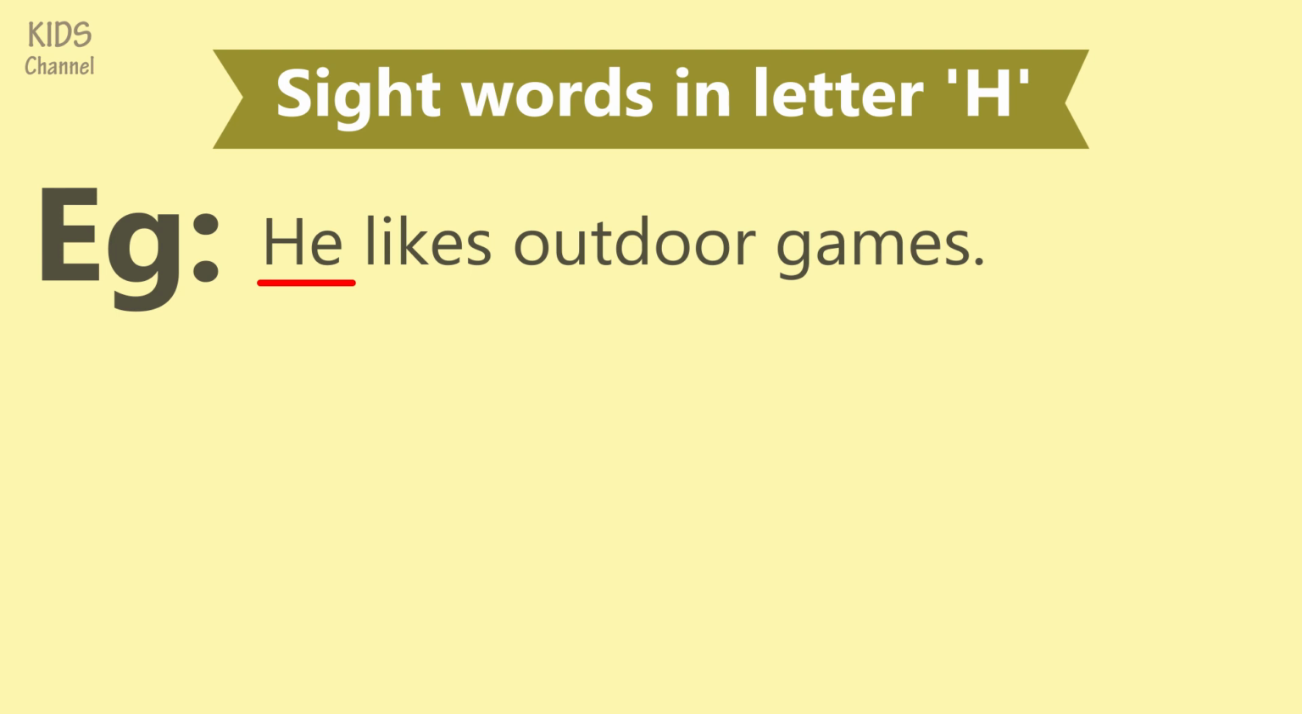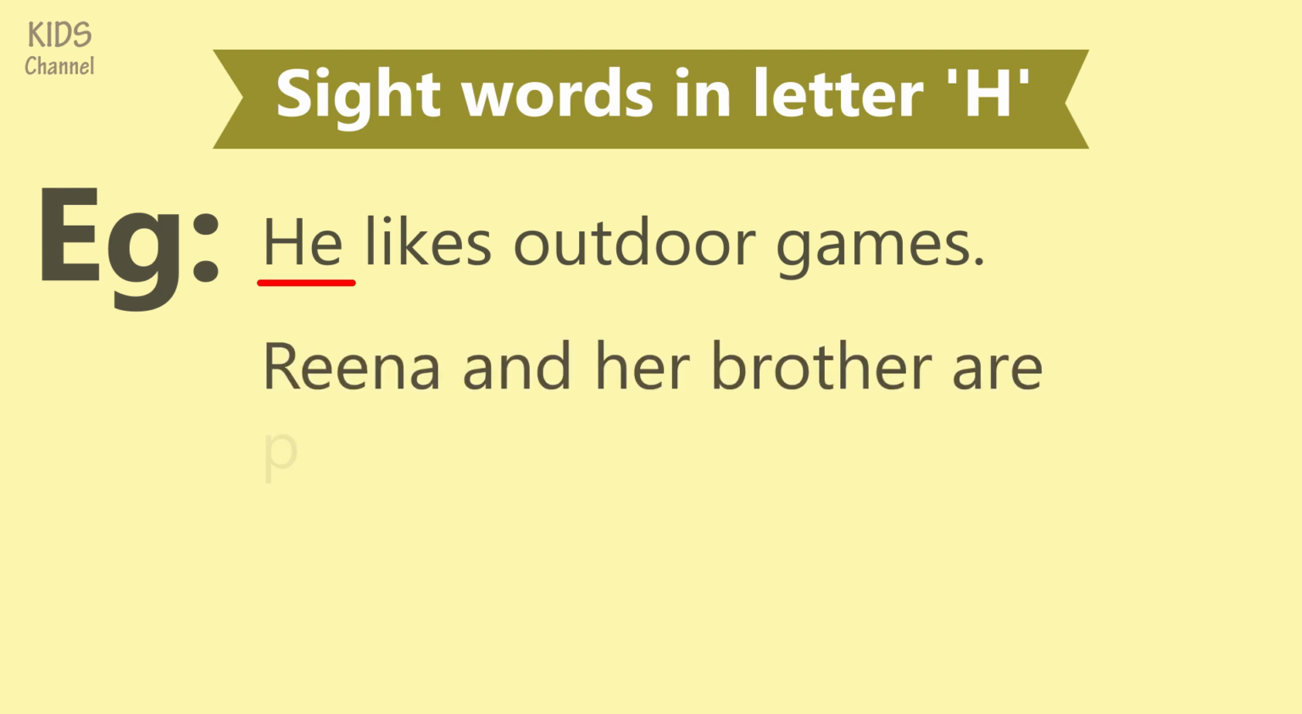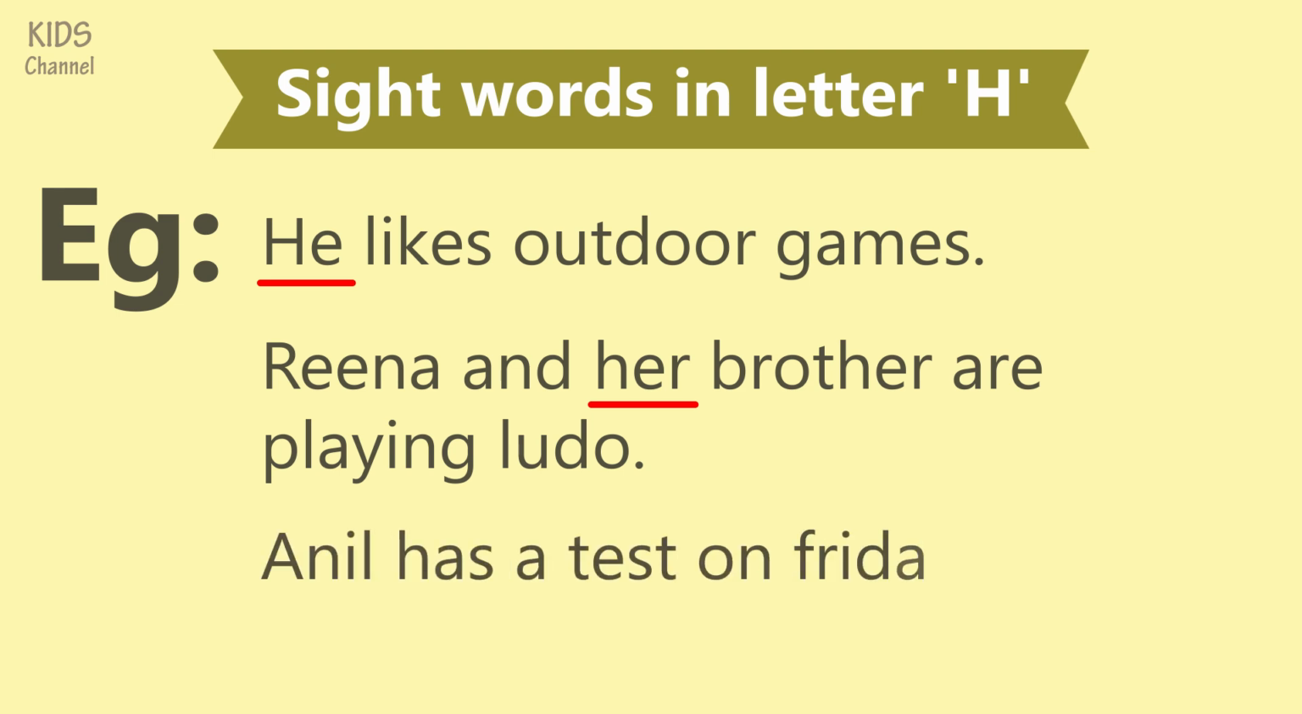Example 2. Reena and her brother are playing ludo. Here, her is the sight word in letter H. Example 3. Anil has a test on Friday. Here, has is a sight word in letter H. From the above examples, he, her, has are the sight words that you can identify from the letter H.